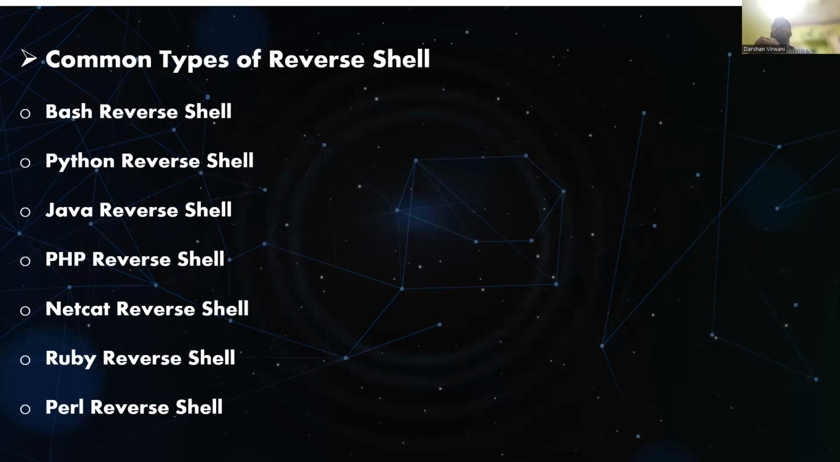So we will see what the common types of reverse shell are. The first, majorly used reverse shell is the bash reverse shell. The bash reverse shell you will be using with Kali Linux systems. Next is the Python reverse shell, Java, PHP, Netcat, Ruby, and Perl. So majorly with programming languages, one can use them to perform a reverse shell attack.